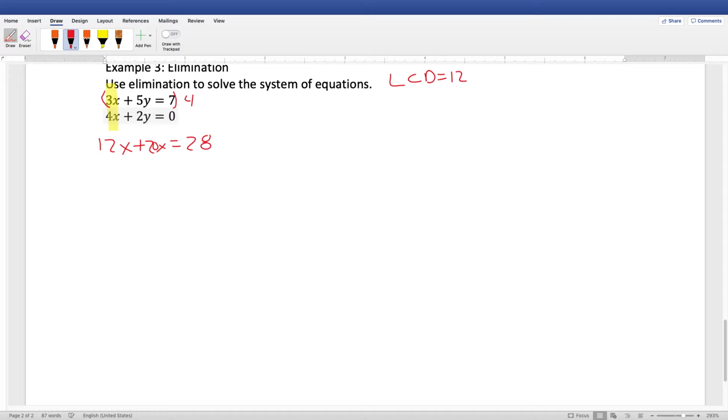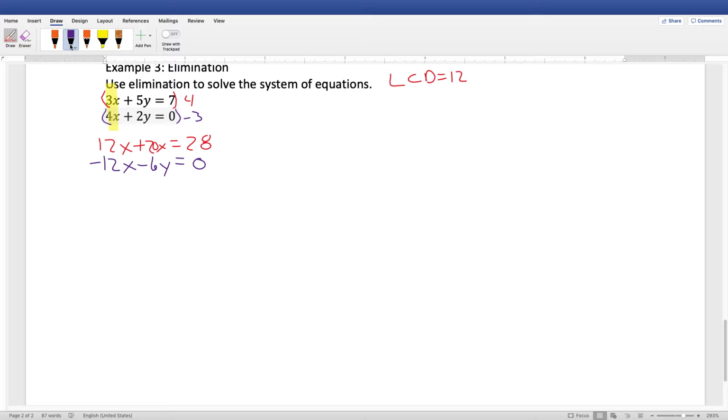Now I want to make sure that I get a negative number when I look at the second equation. When I multiply here, I need a negative x so my x's will cancel. To get to 12, I have to multiply by 3, but I want a negative x value, so it has to be -3. -3 times 4x is -12x. -3 times 2y is -6y, and that is equal to 0.